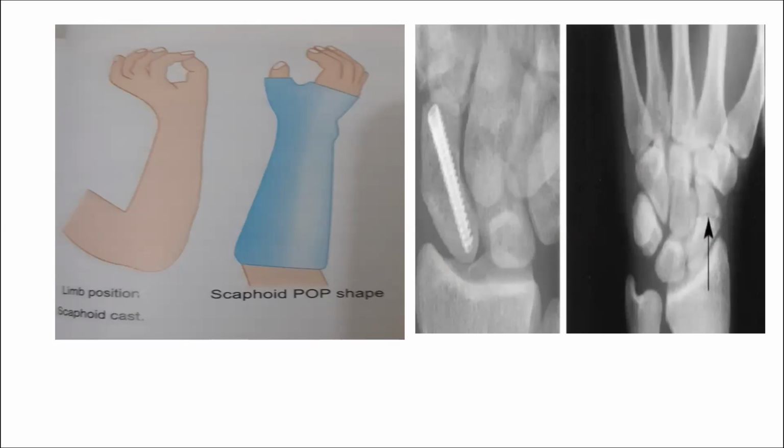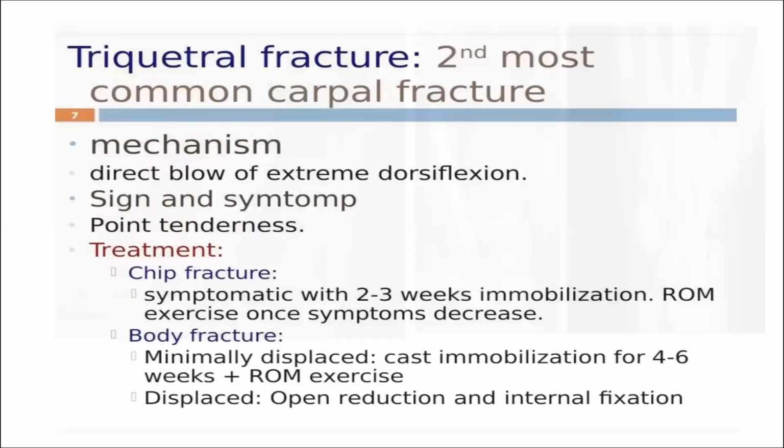If it needs surgery, it is usually with a Herbert screw, which you can see is a multiple threaded screw put into the scaphoid bone, either after closed reduction or open reduction. The X-ray is showing the scaphoid fracture. Here, one important thing is that immediately after a fall, the fracture may not be visible, but if you take the X-ray after 2 weeks, you are better able to visualize it. So till that time, you can immobilize it.